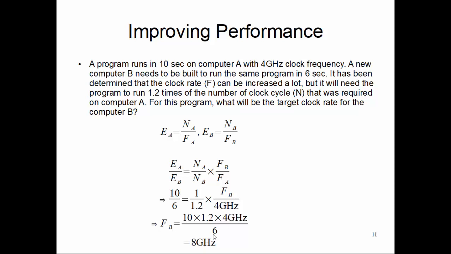8 gigahertz is double the 4 gigahertz. So we'll need to increase the clock frequency to double, from 4 gigahertz to 8 gigahertz. But you can see your performance is not doubled, right? It is 10 by 6, which is more than 1.5, about 1.63, but it is not 2.